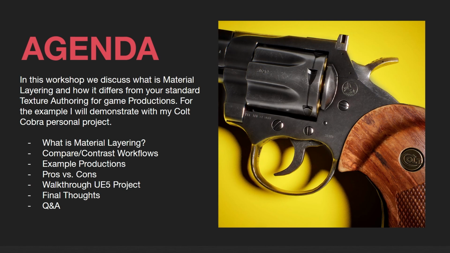And what we're going to do is go over what material layering is. We're going to compare and contrast the workflows. We're going to go over some examples inside of game productions of who has actually used material layering, so you can also take a look. We'll also go through a simple walkthrough of my Unreal Engine project, as well as go over what you would need to do to set up to make sure that everything's prepared to use material layering for your assets. And then finally, we'll have a Q&A.